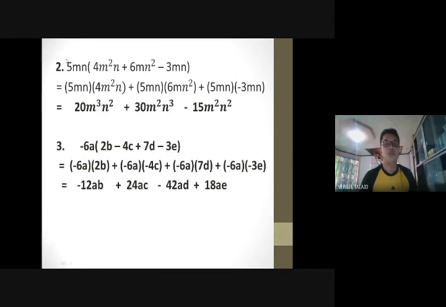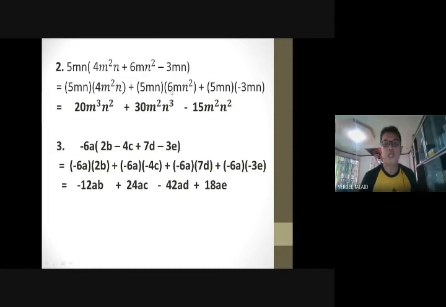Next, in number 2, we have 5mn times 4m squared n plus 6mn squared minus 3mn. Distribute 5mn to each term here. So 5mn times 4m squared n, that is 20m cubed n squared. 5 times 4 is 20. Add the exponent of m. Understood, we have here 1, so that is 1 plus 2, that is 3. For n, it is 1 plus 1, that is 2.